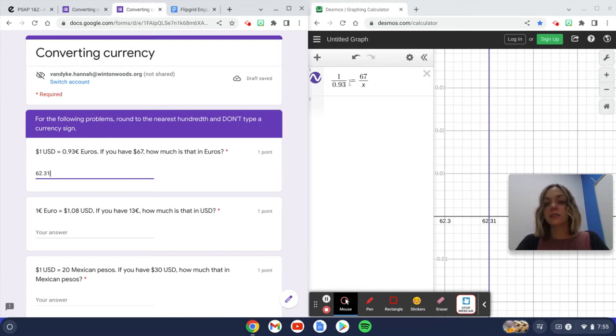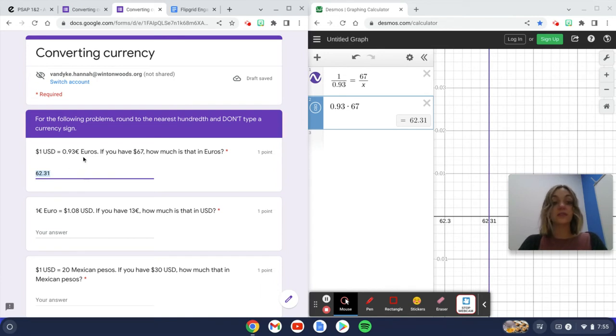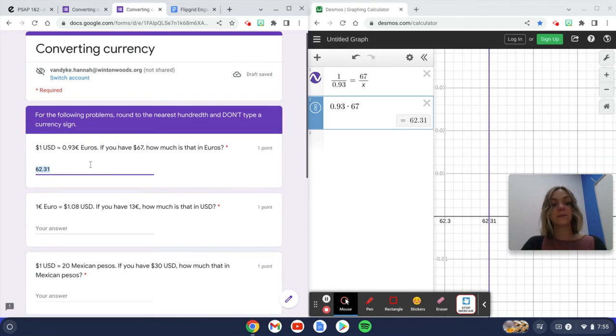Or I can cross multiply if you want to get the exact answer and not have to go through this. So 1 times X is X, and that's what I'm solving for. 0.93 times 67 is going to be 62.31, which is the answer that I want. And that answer is less than $67, which is exactly what I would expect it to be.